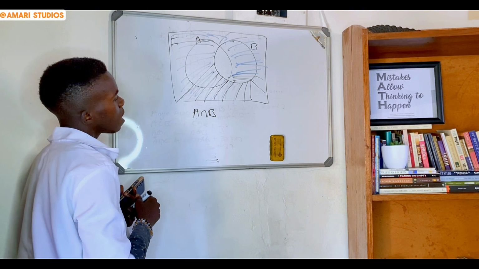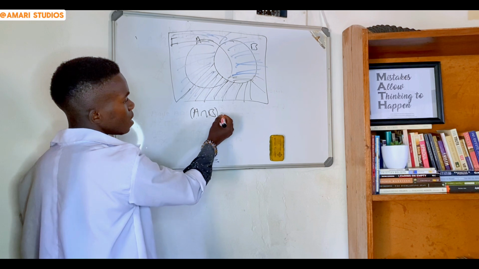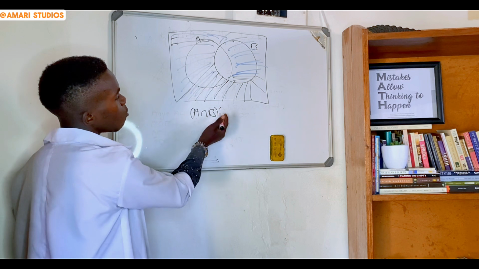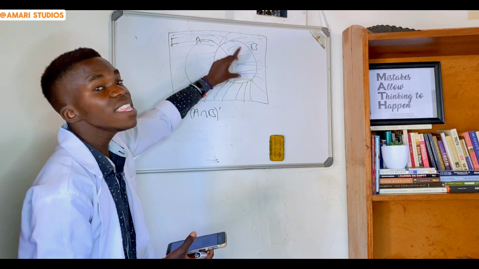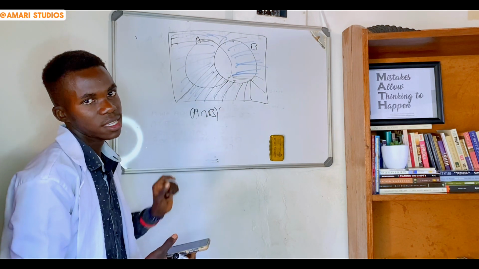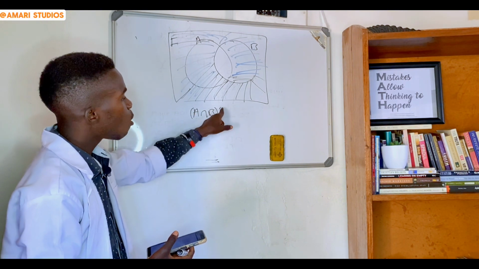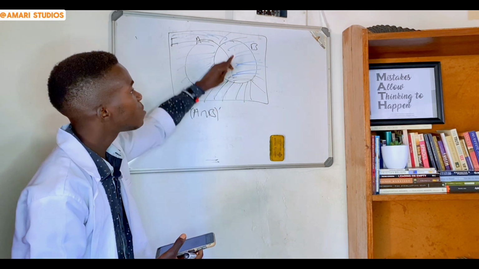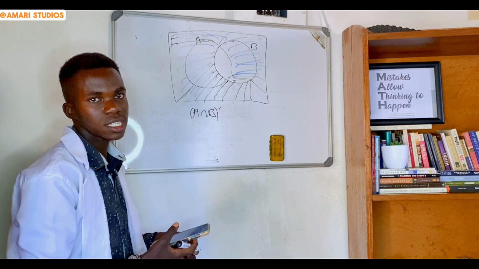What you need to understand is that you write A intersection B, put them in brackets, then write complement. What this complement means is that you can shade any part of the diagram apart from the intersection set. The complement means you need to exclude the intersection set.